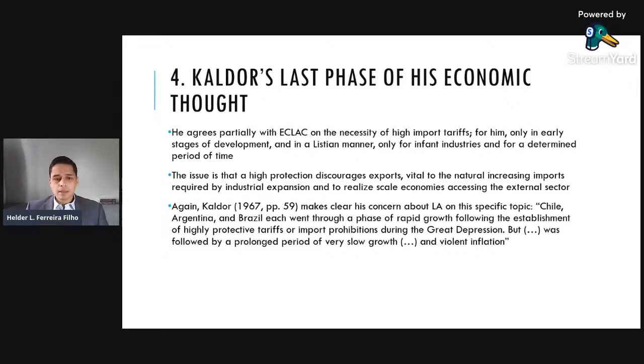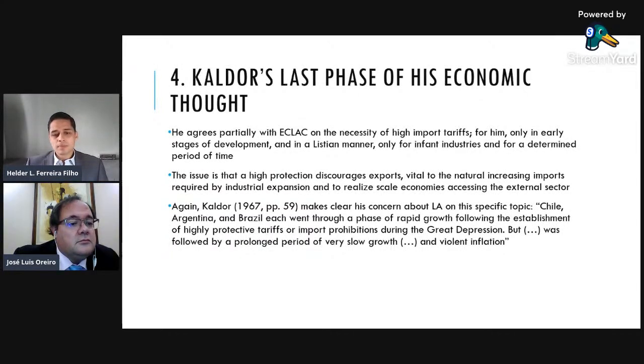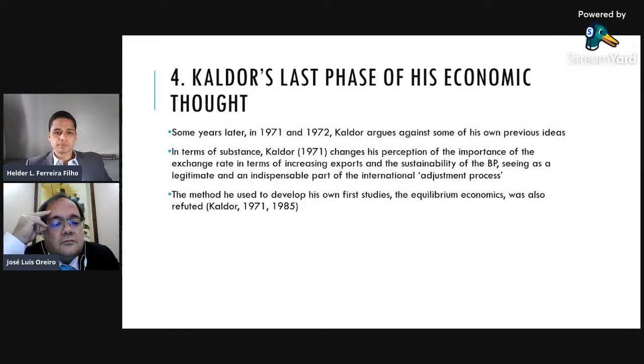Again, it's important to notice that Calder makes clear his concern about Latin America in his quote: "Chile, Argentina, and Brazil each went through a phase of rapid growth following the establishment of highly protected tariffs or import prohibitions during the Great Depression, but was followed by a prolonged period of very slow growth and violent inflation."